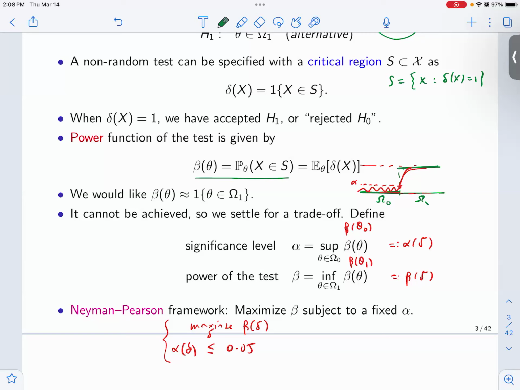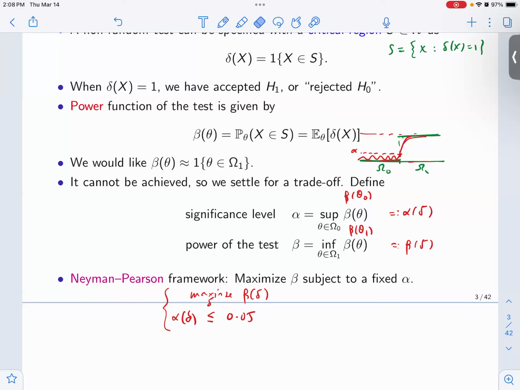So when the true model is p theta, what is the chance that we accept the hypothesis? And this can be written as the expectation of the test, whether it's deterministic or randomized. So this expression always holds. And so the expectation of a test will give you the power function, and then the power of the test is the minimum that this power function attains on omega 1, and the significance level, or the level of the test, is the maximum that it achieves over the null. So we want this maximum to be as small as possible, this minimum to be as high as possible.